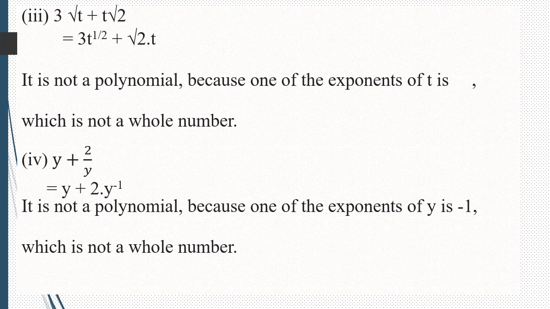Then fourth subdivision, y plus 2 by y. Here the variable is y, but the exponent of y is not a whole number. Here the exponent of y is minus 1. So it is not a polynomial.